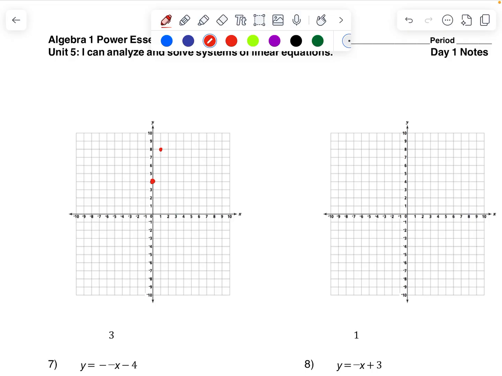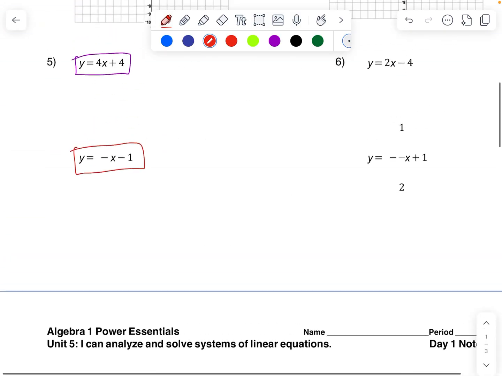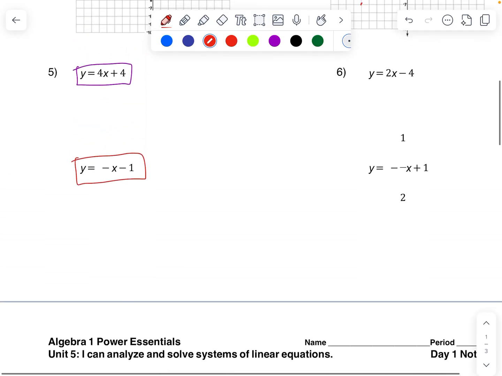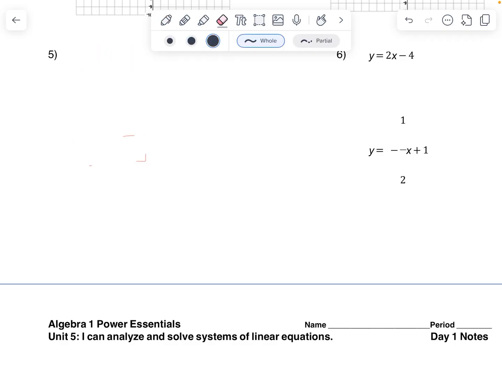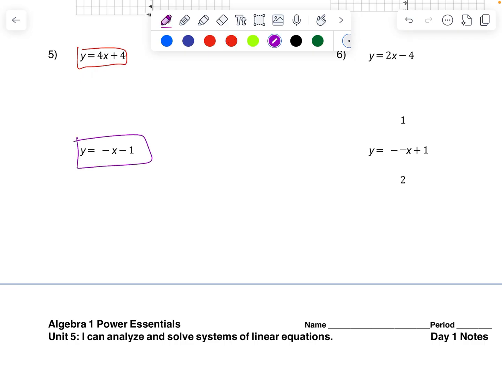But remember, our slope may also go in the opposite direction. Instead of up 4, right 1, we could go down 4, left 1, down 4, left 1, down 4, left 1. So there is our line for the top equation. Oh man, I did the color code wrong. Sorry about that. The top one should be in red, and now I'll put the bottom one in purple.